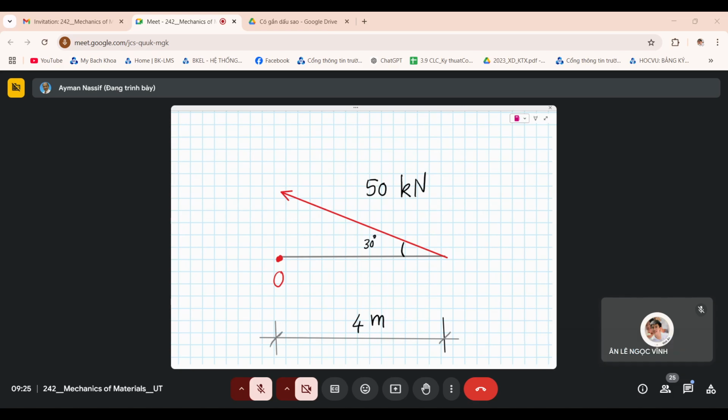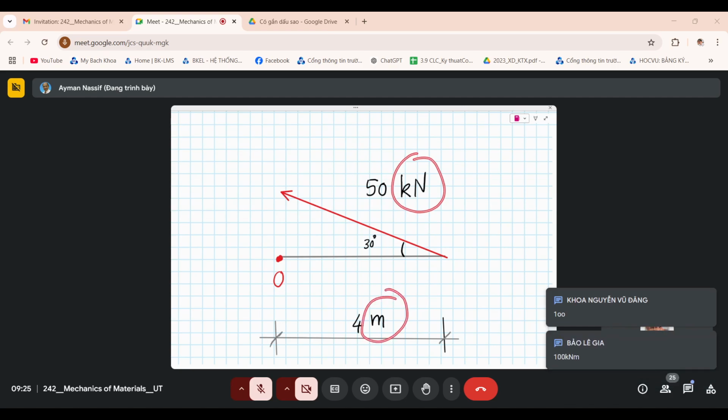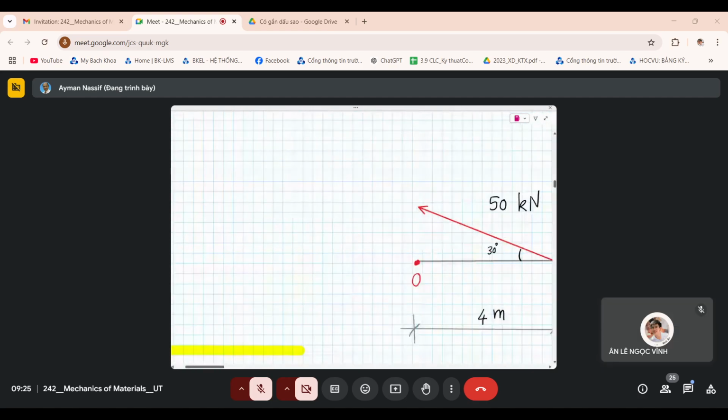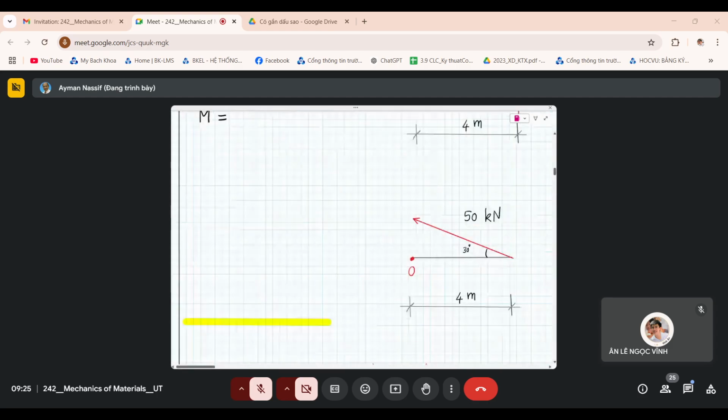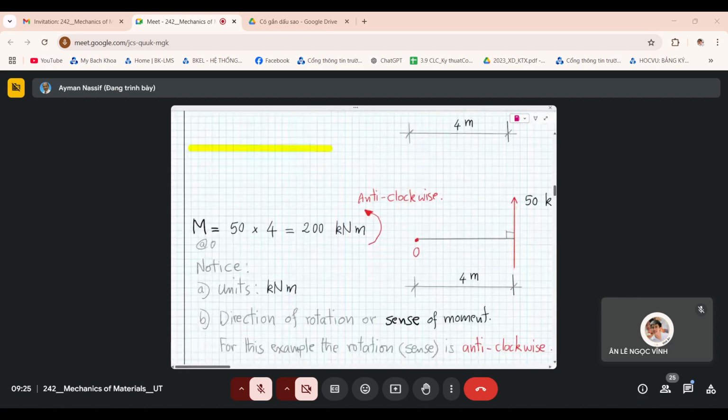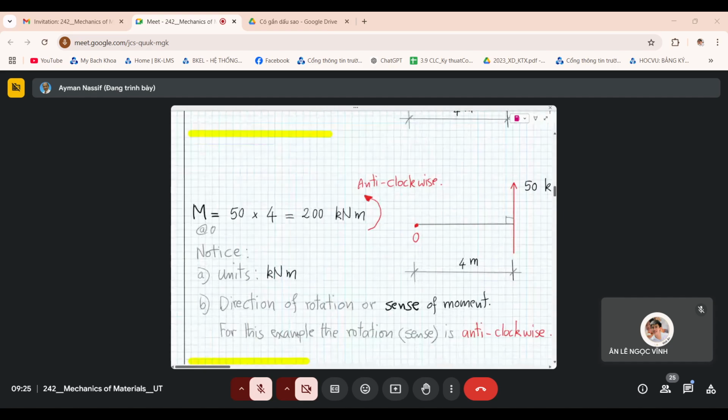So it's not kilonewton. Kilonewton is just for the force, but the unit of the moment is kilonewton times meter. Excellent, there is a correction. I will keep a record of the chat box later on for your engagement. That's wonderful.